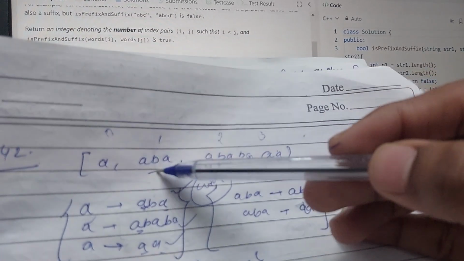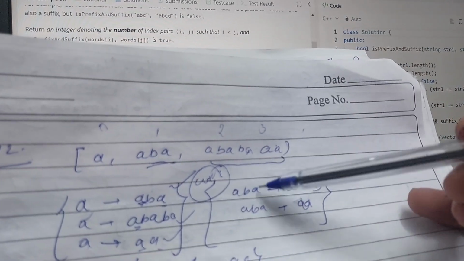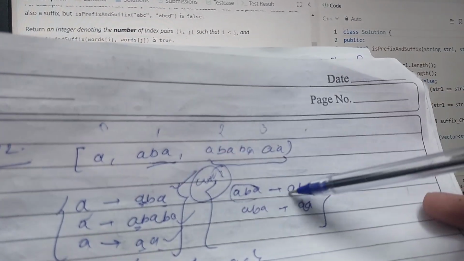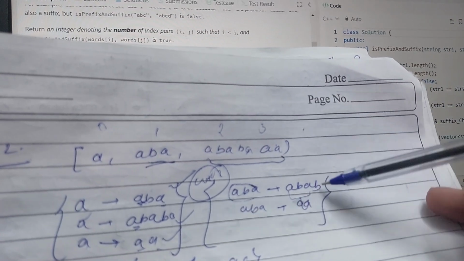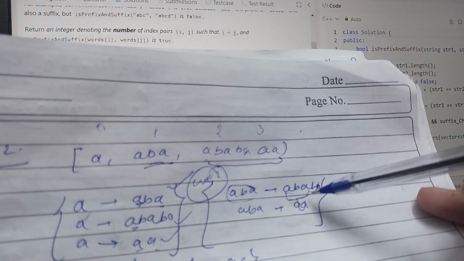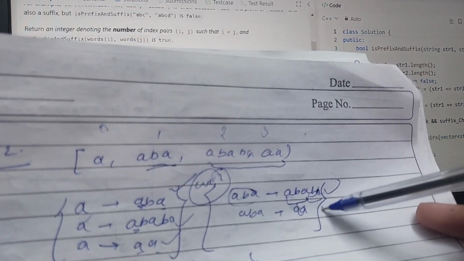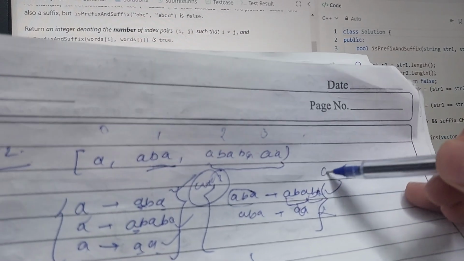Then we check aba against its upcoming indexes. aba is the prefix and also the suffix here, so its count also increases by 1. aba is checked here, but it doesn't match. So the count is equal to 4.